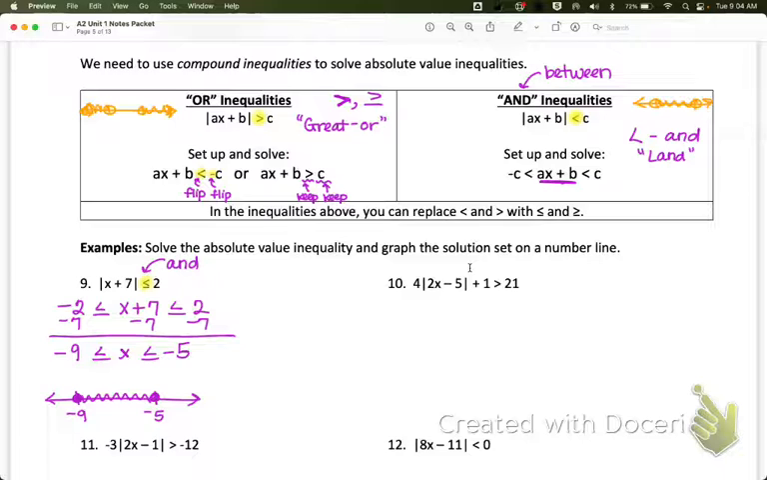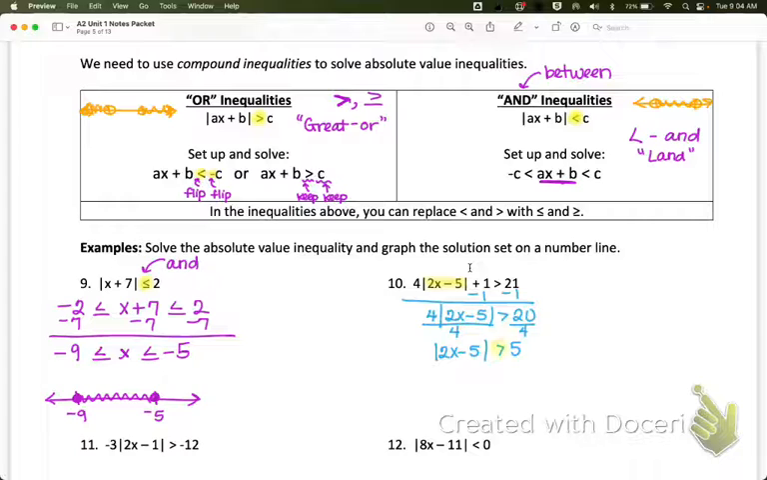Now on number 10, I cannot make any decisions yet because I have to have the absolute value by itself before I can decide if it's an "and" or an "or." So what we should do first is subtract 1. That gives us 4 times the absolute value of 2x minus 5 is greater than 20. Then I'm going to divide by 4. And so now I have the absolute value of 2x minus 5 is greater than 5.